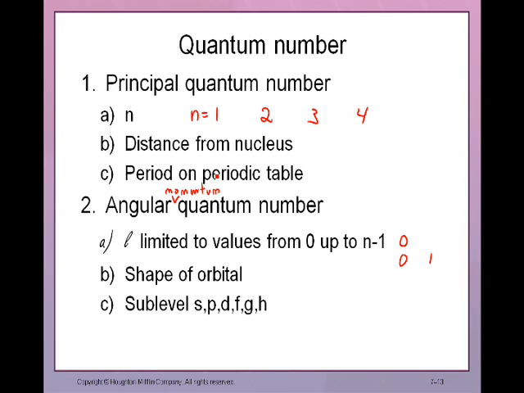In the past, we may have just referred to the angular momentum quantum number as a sublevel: s, p, d, f, etc. Well, s is equal to 0, p is 1, d is 2, f is 3, and so on.